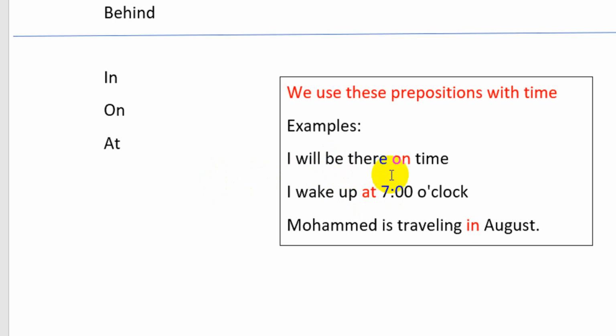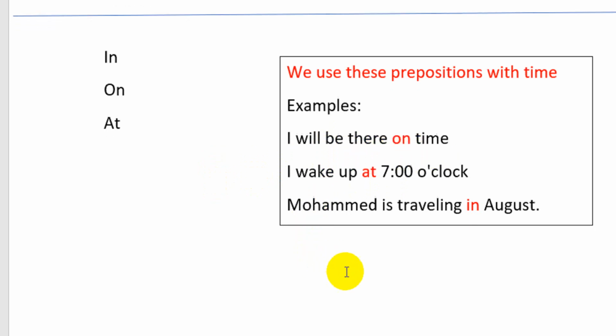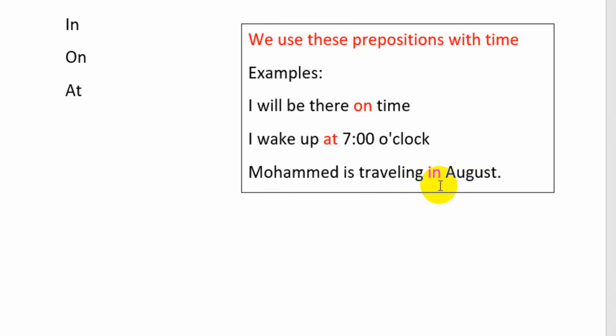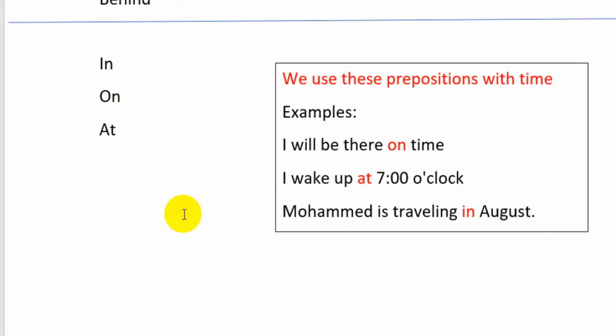فنقول I will be there on time. كلمة on time تأتي بمعنى في الوقت المحدد, دون أي تأخير. I wake up at 7 o'clock. نستخدم at مع الأوقات كما ذكرنا. Mohammed is traveling in August. محمد سيسافر أو سيكون مسافرا في الشهر الثامن. فهذه النقاط التي نستخدمها مع التوقيت.